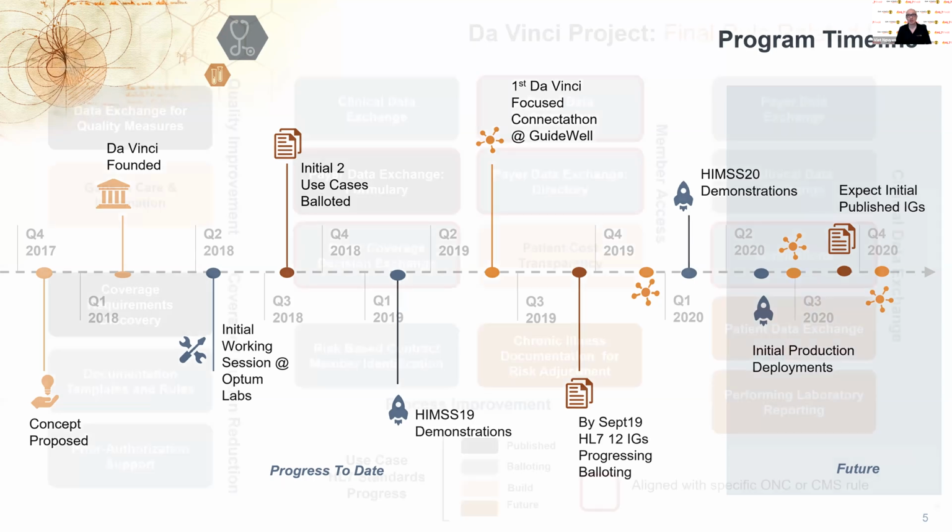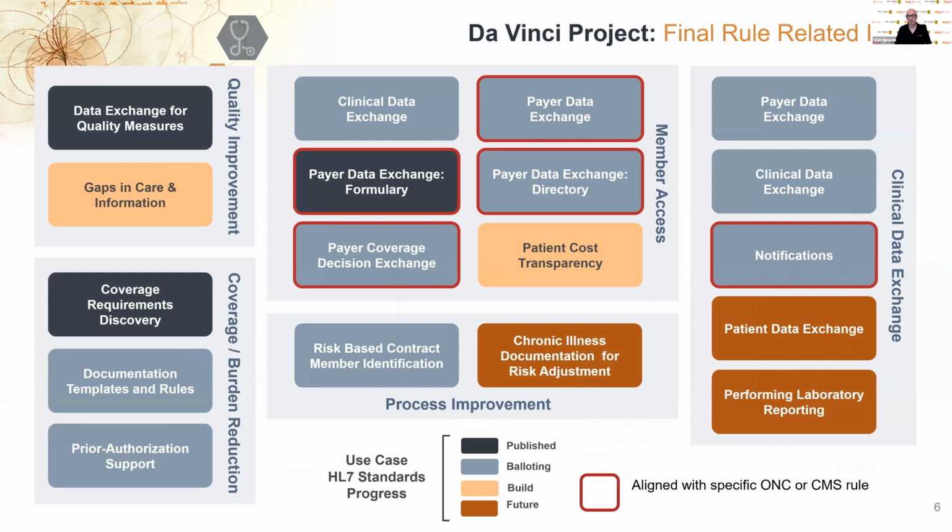So here's a list of our use cases. And as you can see, we've grouped them into quality improvement, burden reduction, member access, clinical data exchange, and process improvement. The ones that are in red are ones we believe are most closely aligned with the final rules, but all of these are in various stages of development.